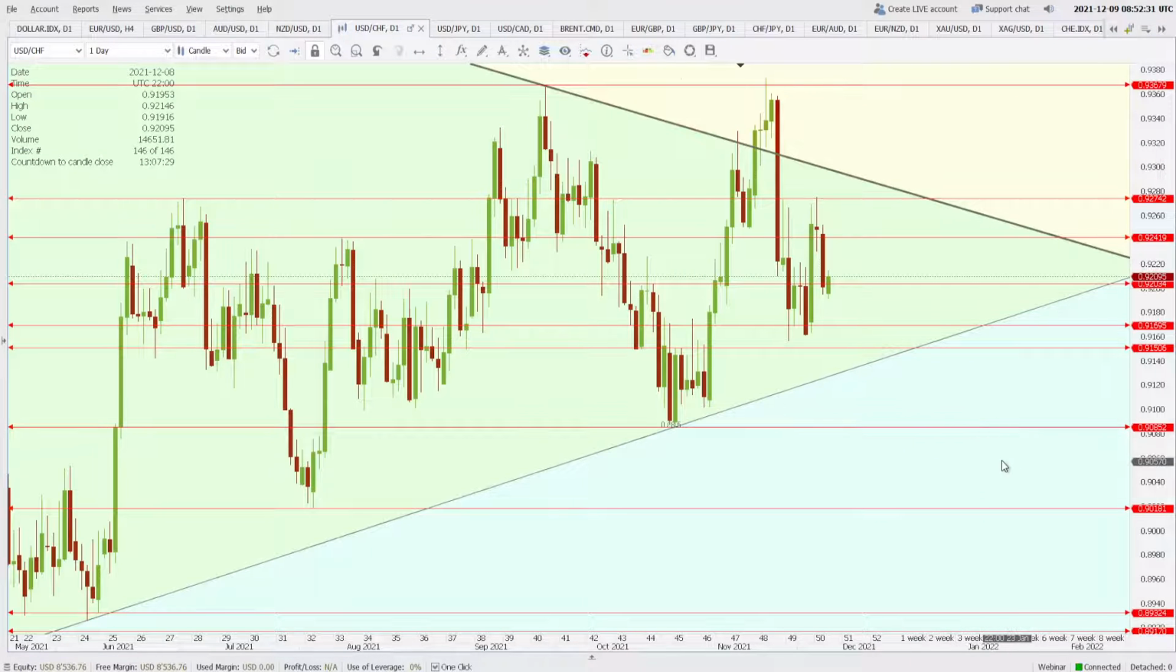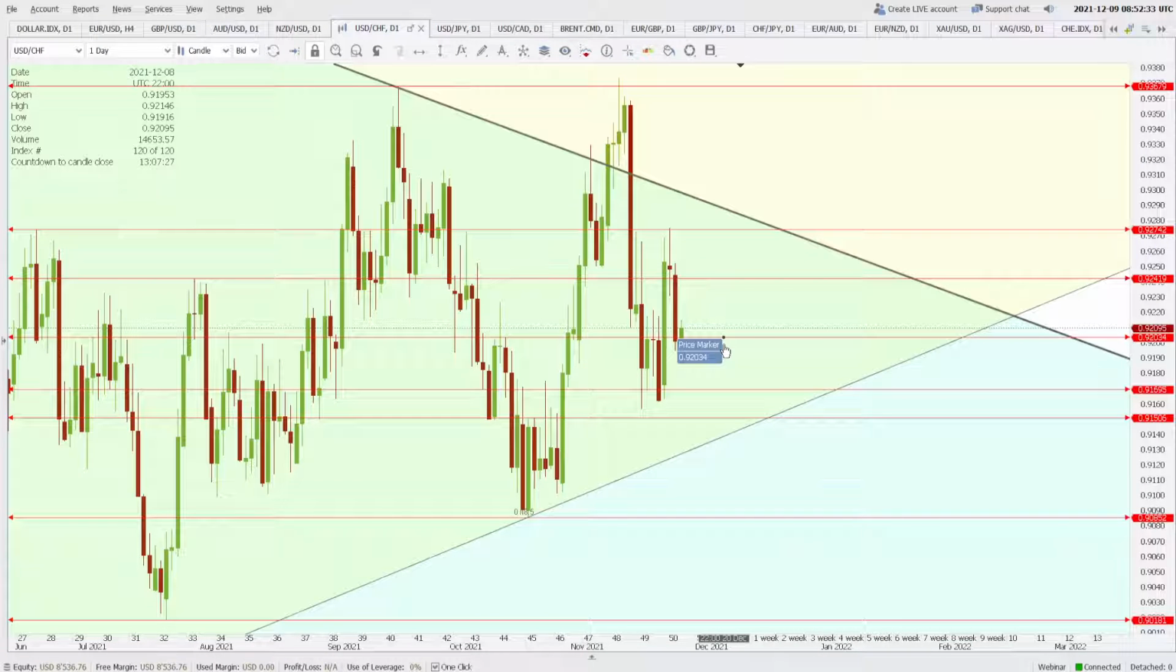USD CHF is also on similar lines, trying to break higher from this resistance of 0.9203. Now the next level of resistance for this is 0.9241, and support will be given by this resistance, which it has already broken, that is the 0.9203 area.